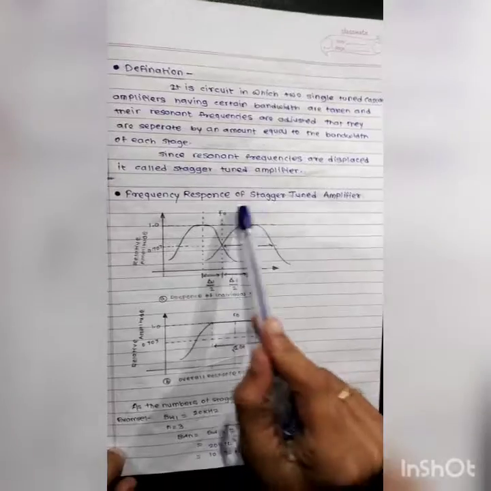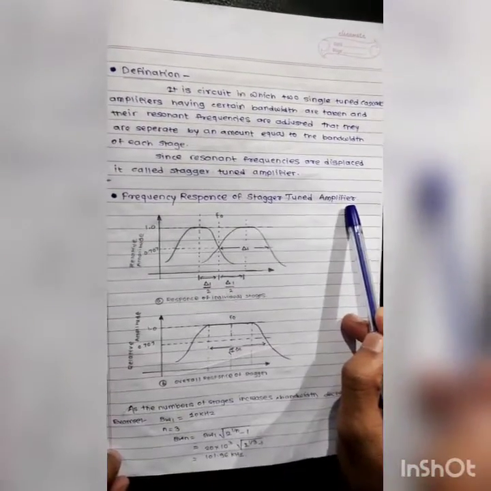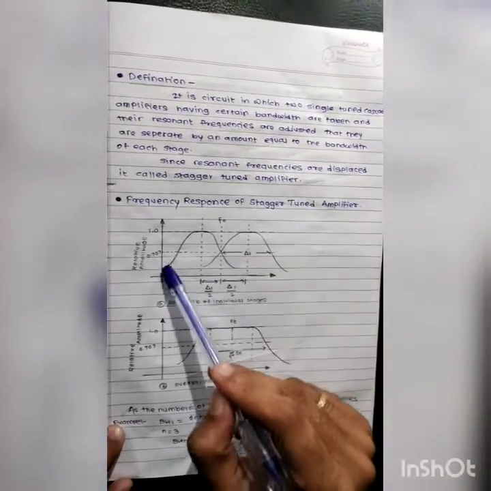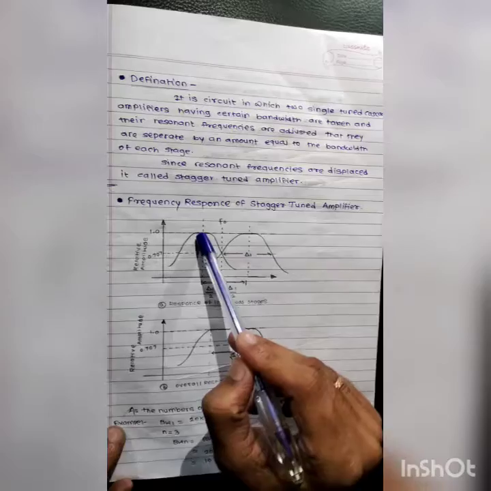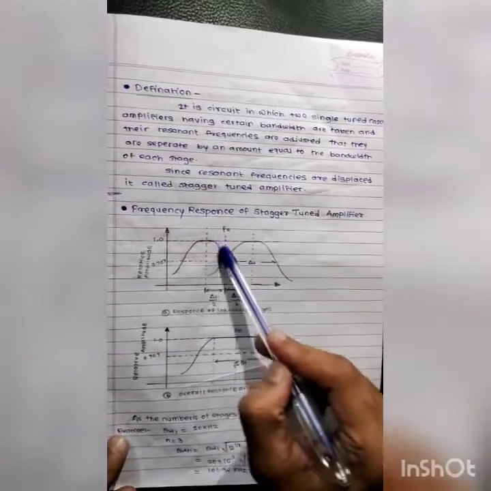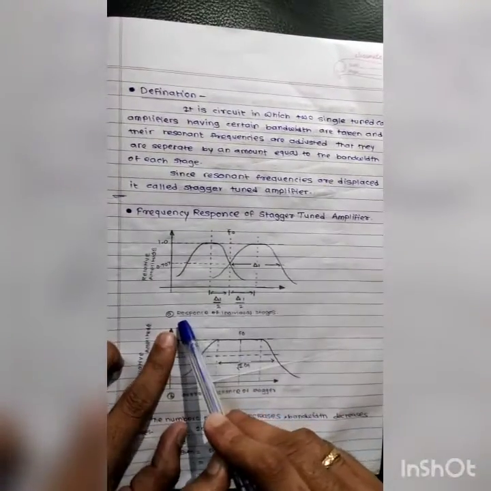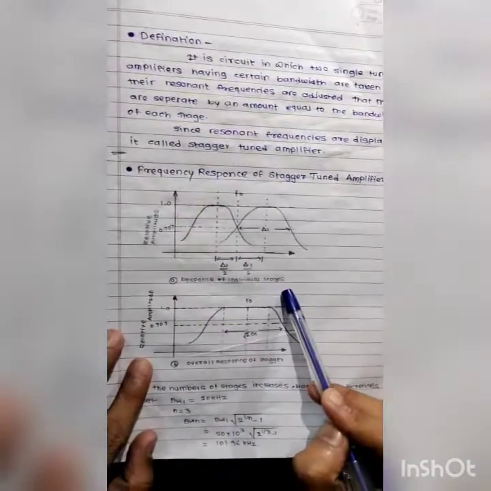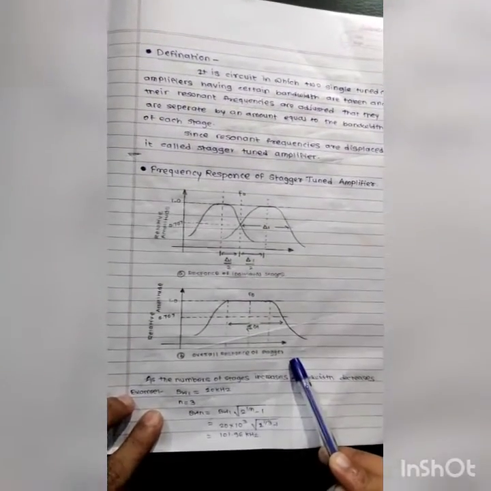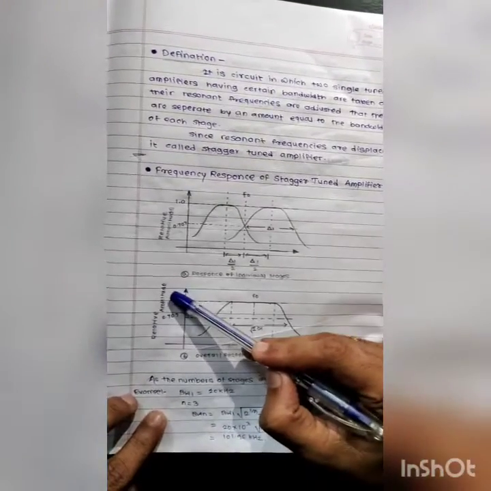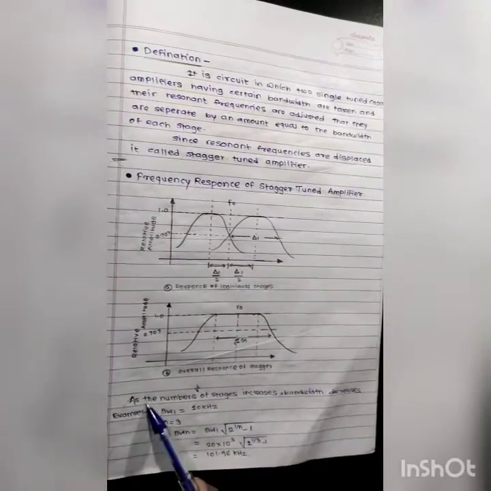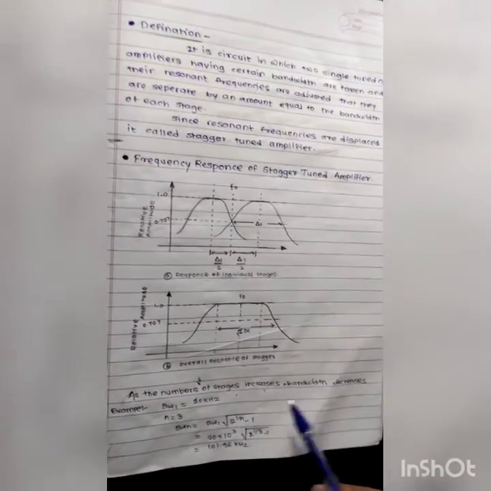Frequency response of the stagger tuned amplifier. As the frequency starts increasing, the gain increases, then becomes constant, and then again decreases. This is the response of the individual stages, and this is the overall response of the stagger. This is the relative amplitude. From the graph, we conclude that as the number of stages increases, the bandwidth decreases.